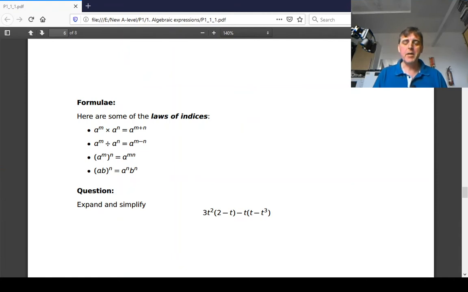Okay, let's keep going with this. This one I think is a little bit more complicated, but let's see how you get on. Pause the video and restart it once you've got your answer.